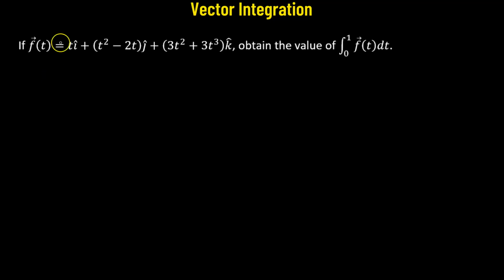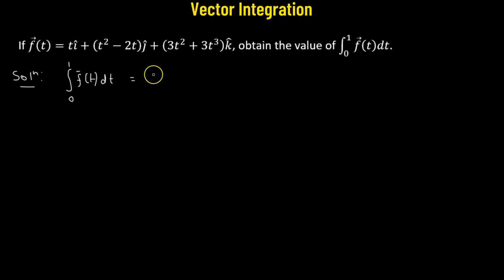So here we are provided with a vector valued function f of t, and we need to obtain the definite integral of f of t with respect to t going from 0 to 1. Let's begin. First we'll obtain the integral of f of t dt. We'll take the limits at the end.